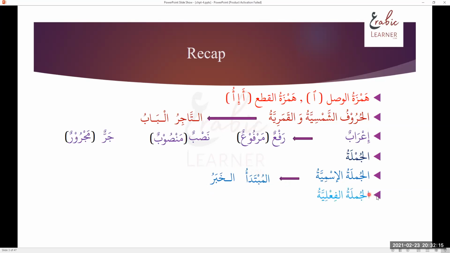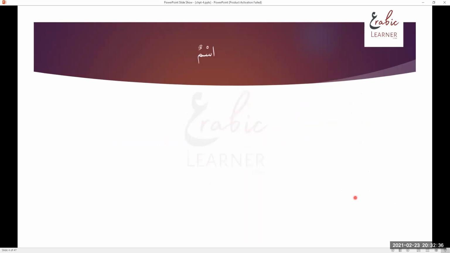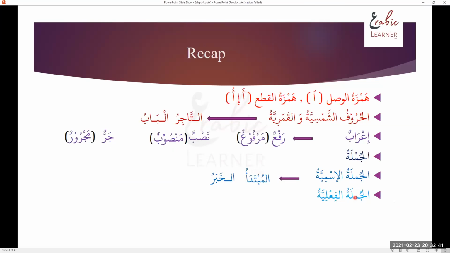Okay. So there is the second category of jumla, which is al-jumlatul fi'liyah. So the sentence that starts with fi'l. I have not yet taught you what is fi'l. So inshallah, when the time comes, you will learn al-jumlatul fi'liyah also. So the second type of sentence is al-jumlatul fi'liyah. So here I think, since time is up, I will now stop here. So this is the recap of what we have learned till now.